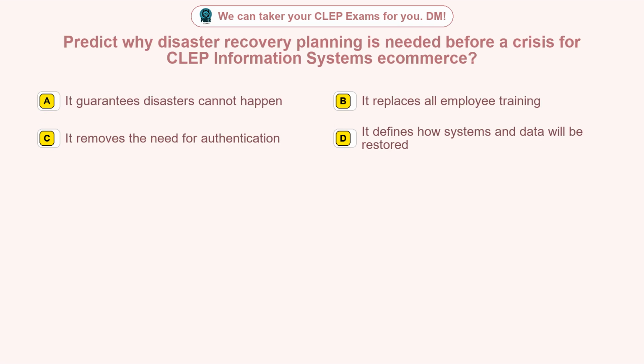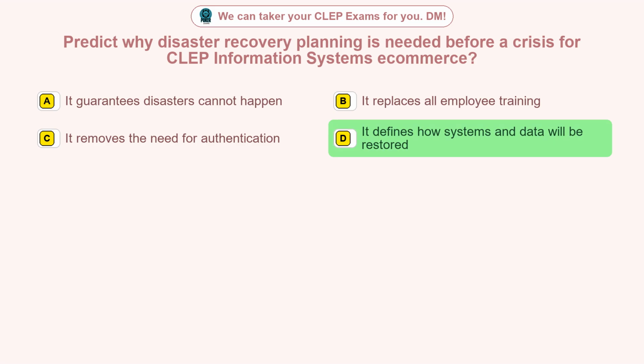Question 49. Predict why disaster recovery planning is needed before a crisis for CLEP Information Systems Ecommerce. Option A. It guarantees disasters cannot happen. Option B. It replaces all employee training. Option C. It removes the need for authentication. Option D. It defines how systems and data will be restored. The correct answer is option D.